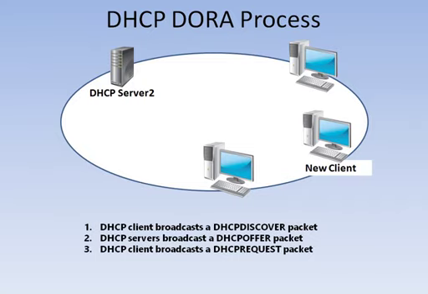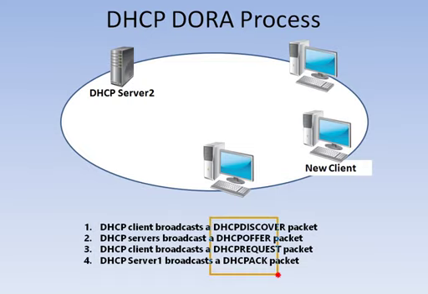And the last step: when the server receives the request, it checks its entire database again for any type of conflict or any type of problem, and then it sends an acknowledgement to the client. So these are the 4 steps: discovery, offer, request and acknowledgement. These are the 4 basic processes behind DHCP, how a DHCP server assigns an IP address to a client machine. Correct? So interesting.